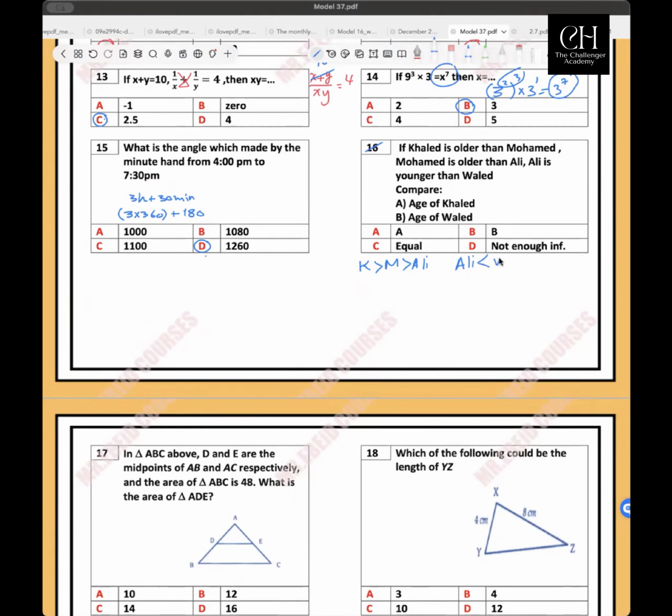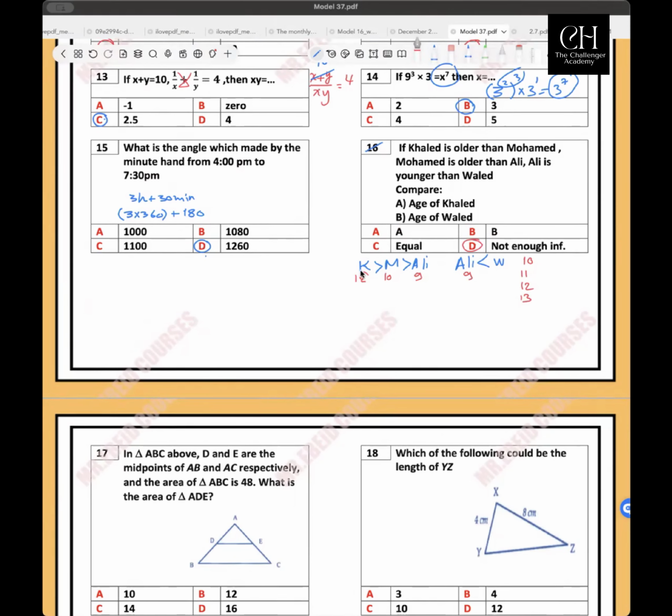And we have Ali is younger than Walid. Imagine that the age of Khalid is 12, and Muhammad is less than Khalid, so Muhammad is 10, and Ali is 9. So if Ali is 9, Walid is older than Ali, so he may be 10 or 11 or 12 or 13. You don't know. Is it 10, 11, 12, 13, 14, 16, 20? You don't know, so it's not enough information.